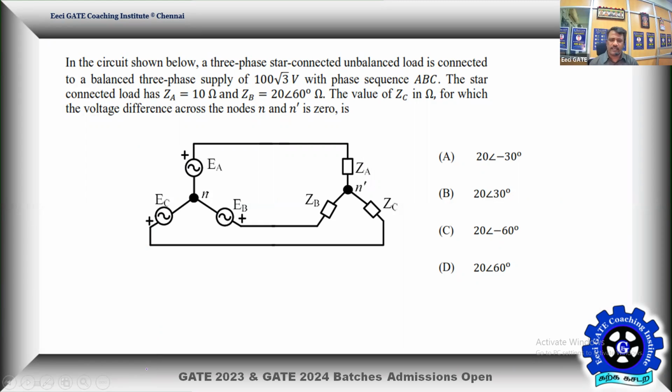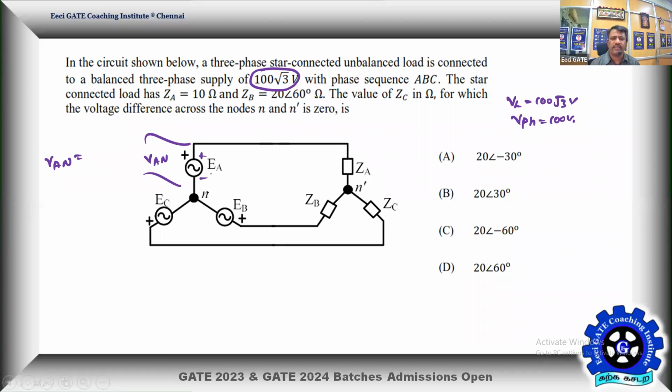A three-phase star connected unbalanced load is connected to a balanced three-phase power supply having a voltage of 100 root 3, again a line voltage, with a phase sequence ABC. So VL is given as 100 root 3 volts. Therefore, the phase voltage will be equal to 100 volts. Given the ABC sequence, I can take VAN, A with respect to neutral. Here I'm defining VAN, that is of course your EA.